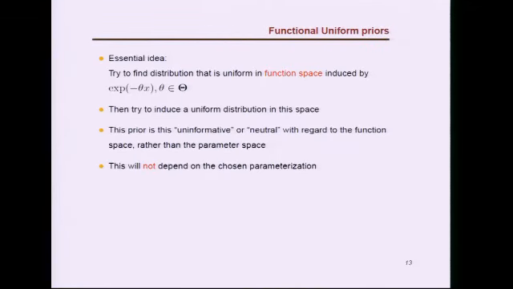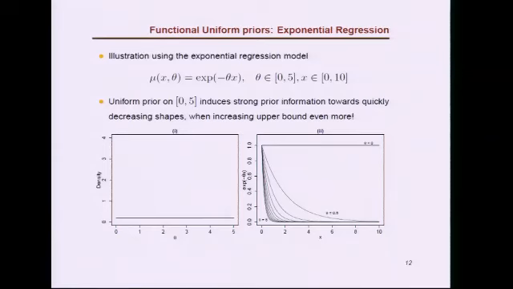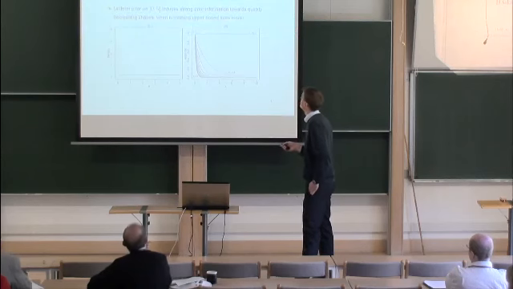And that's the main idea. Somehow we will try to, or I will try to, induce a uniform distribution in the space of functions. And the nice thing then will be that this will not depend on the chosen parameterization, because we are keeping this uniform distribution in the function space fixed, and no matter what parameterization you use, it doesn't really matter.